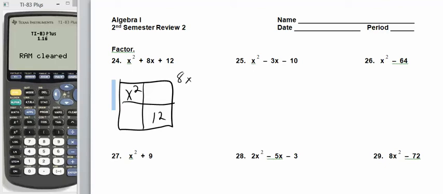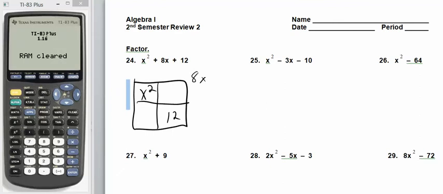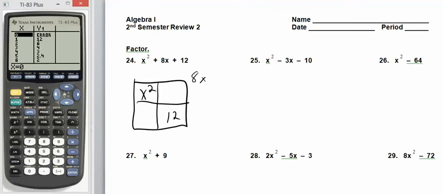So factors of 12. If you don't know the factors of 12, you can always do it in the calculator, y equals 12 divided by x, and that will give us our factors of 12. So 1 and 12, 2 and 6, 3 and 4. Which one of those, when I add them, equals 8? So that's 2 and 6.